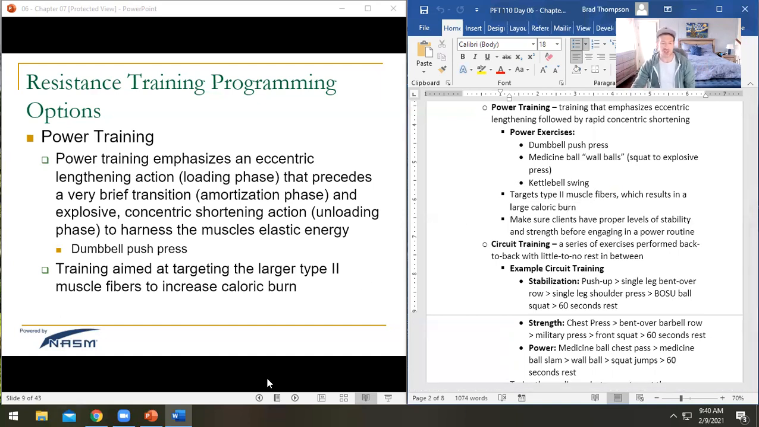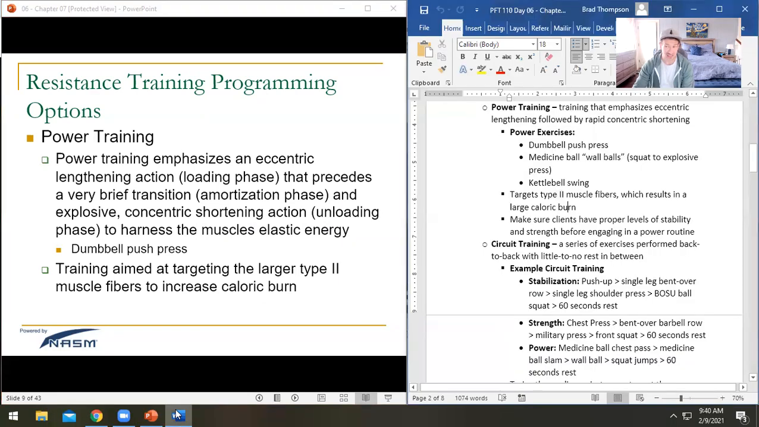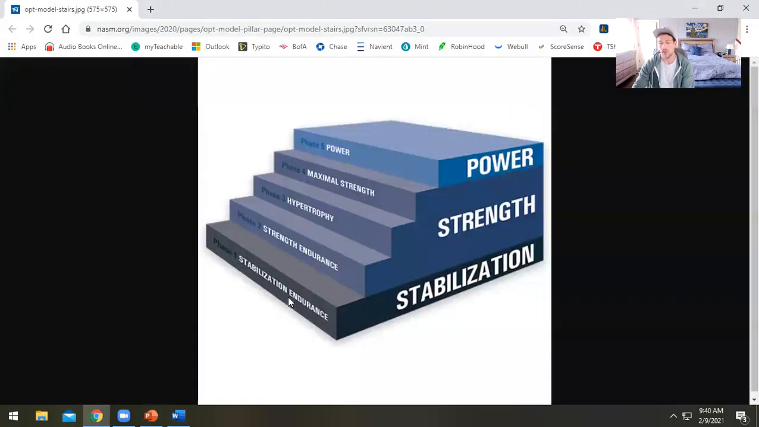Here's the thing though, I just said it a minute ago, we talked about the power level. Is this relevant to our weight loss clients? Yes, but only if they have worked their way up this staircase. Do not start your clients up here. That is a fantastic, wonderful way to ensure that you injure your client. So we don't want to do that, right? We want to build on a foundation of stability and strength before we ever get to power.